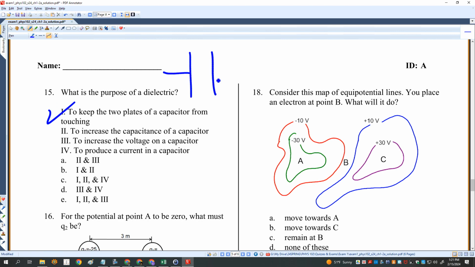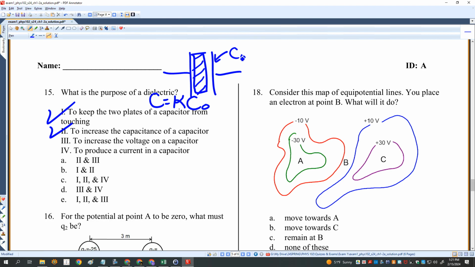So remember, we have a capacitor. The dielectric goes between them to increase the capacitance of a capacitor. Yes, that's true. C is equal to kappa C naught. So without the dielectric at C naught, you just multiply it times that dielectric constant.